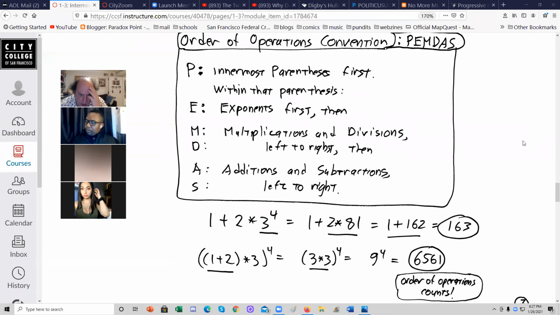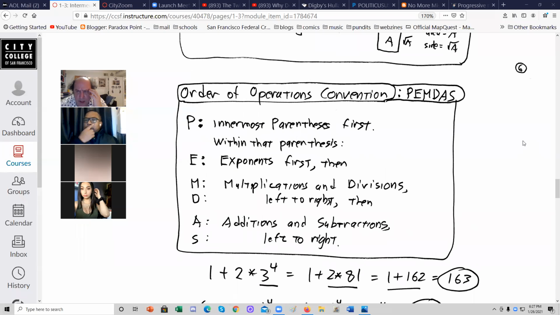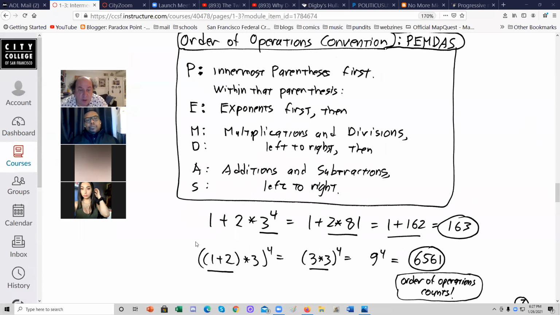Now, sometimes if you have all these operations, which comes first, the order of it makes a difference. For example, 1 plus 2 times 3 to the 4th versus (1 plus 2) times 3, all to the 4th. So these parentheses are basically guiding which to do first. Here we do the 1 plus 2 first. That's a 3. 3 times 3, well, we do that before the 4th power. 3 times 3 is 9. 9 to the 4th power is 6,561.